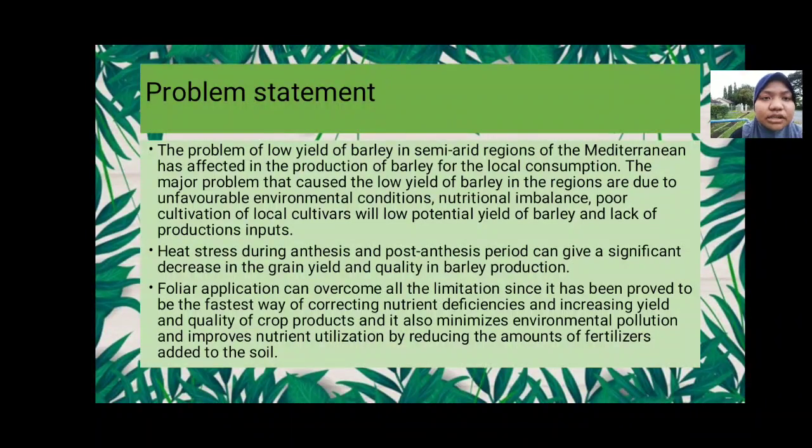Besides that, heat stress during the anthesis and post-anthesis period can give a significant decrease in the grain yield and quality of barley production. So foliar application can overcome all these limitations, and it has proved to be the fastest way of correcting nutrient deficiency and increasing yield and quality of crop products. Also, it minimizes environmental pollution and improves nutrient utilization by reducing the amount of fertilizer added to the soil.